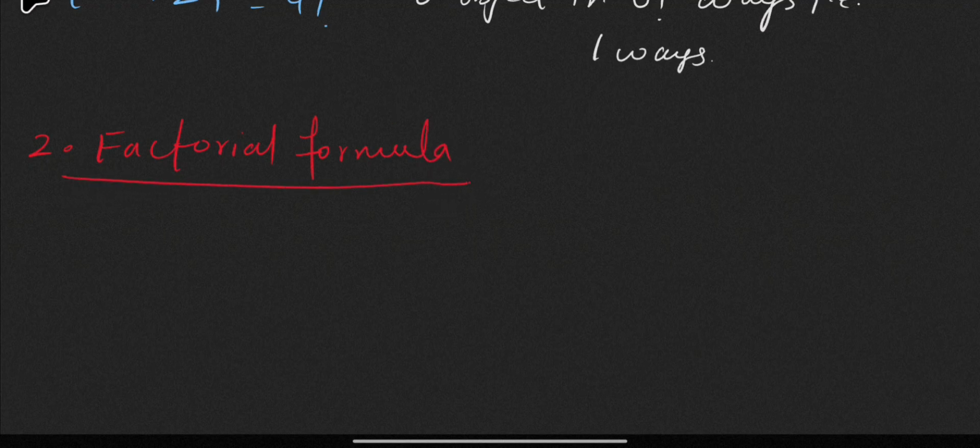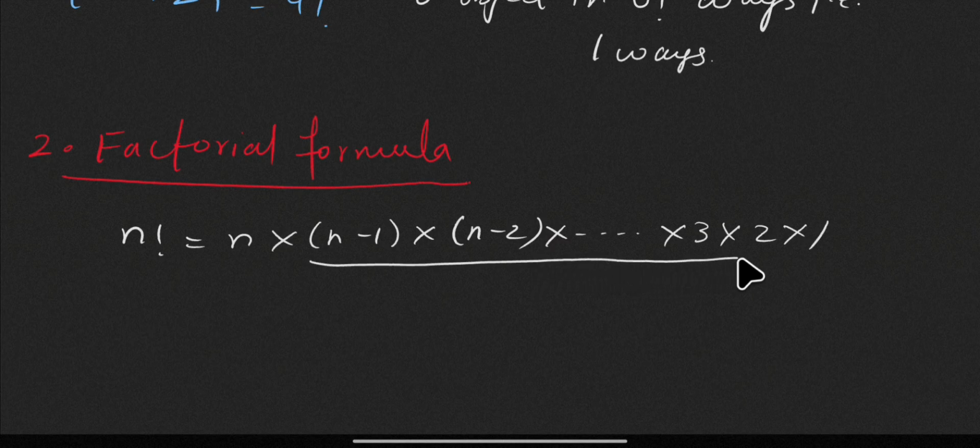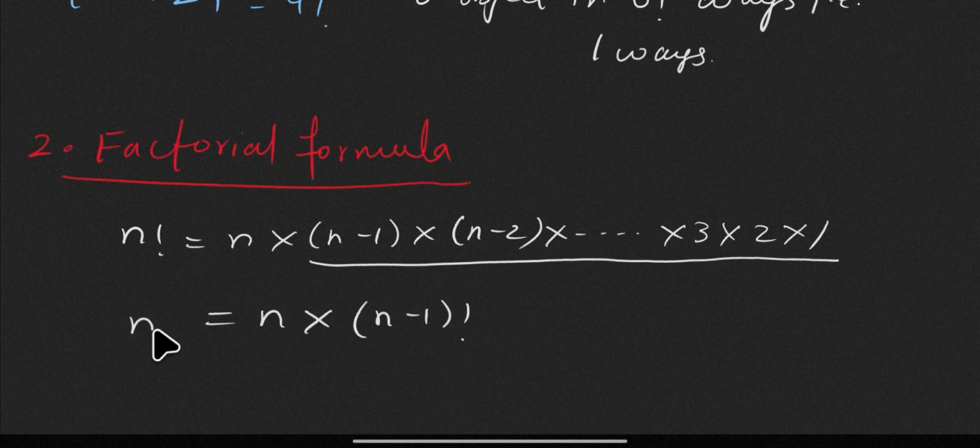So we had a formula: n factorial equals n into n minus 1 into n minus 2 into up to 3 into 2 into 1. When you observe here, the product of these numbers n minus 1, n minus 2, up to 3, 2, 1, we can see it as n minus 1 factorial. So now we have n factorial equals n into n minus 1 factorial. And since this formula holds for all the natural numbers, we can put n equals to 1.